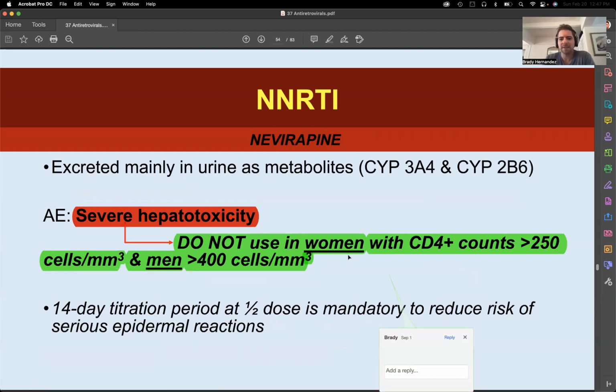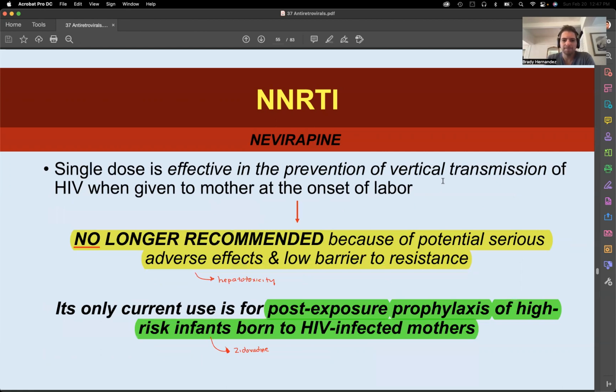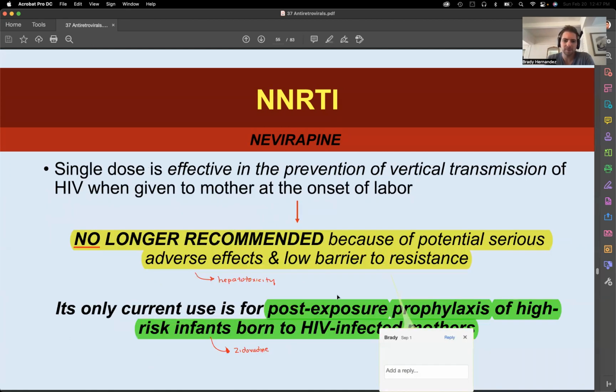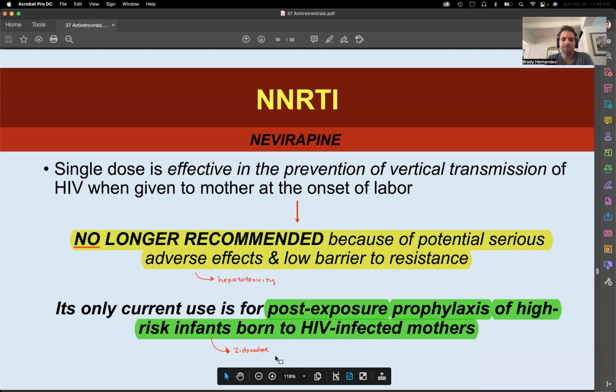Nevirapine, severe hepatic toxicity, watch out for women with a high CD4 count. Do not use it, right, because of the severe hepatotoxicity, you want to wait till the count drops lower. Now it says that you don't really recommend it. I guess in worst cases, if it gets bad enough, but here it says you really don't want to give it. It is only currently used for post-exposure prophylaxis for high-risk infants. But you could give zidovudine, right? So that would be the first line for those pregnant women.